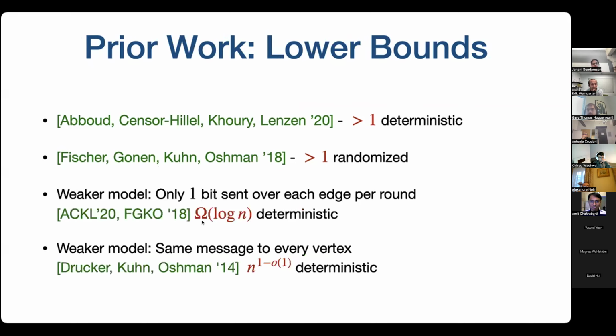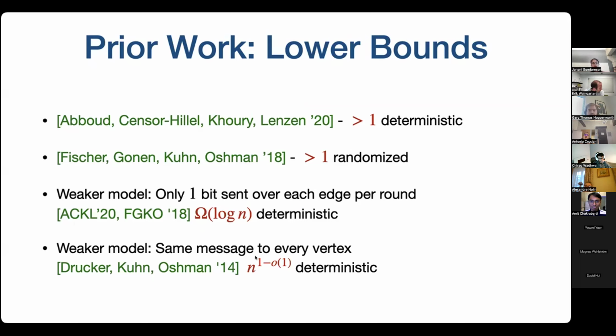People have looked at other models of computation which are algorithmically weaker to try and prove stronger lower bounds, and we can do something here. So if you look at this weaker model where the bandwidth is only one bit over each edge. For the congest model, we said the bandwidth was going to be order log n, but now we're reducing this even further and saying the bandwidth is going to be only one bit over each edge. So in this model, Abboud et al. and later Fischer et al. was able to give a lower bound of omega of log n rounds for deterministic algorithms.